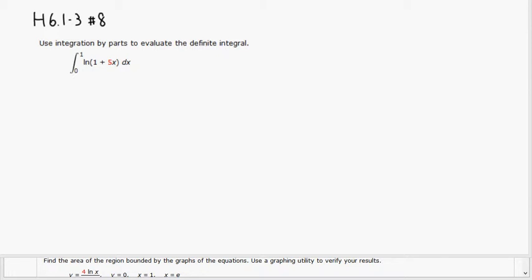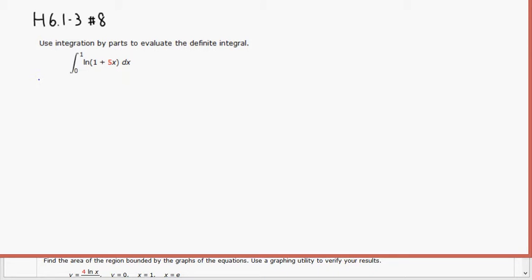First I'm going to use a substitution to make it look a little bit simpler. I'm going to let t equal 1 plus 5x. The reason I'm not using u is that I want to use u for the integration by parts, so I'm using t for substitution.